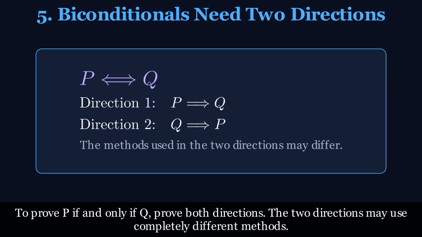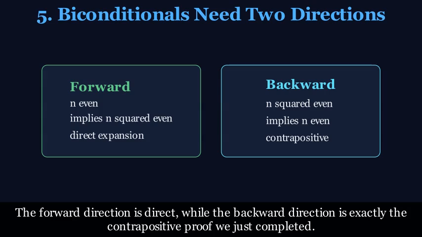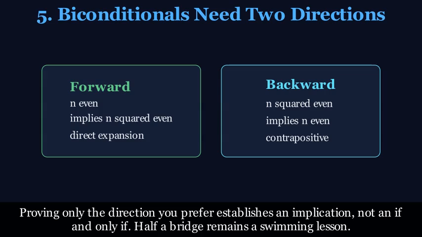To prove P if and only if Q, prove both directions. The two directions may use completely different methods. An integer n is even if and only if n squared is even. The forward direction is direct, while the backward direction is exactly the contrapositive proof we just completed. Proving only the direction you prefer establishes an implication, not an if and only if. Half a bridge remains a swimming lesson.